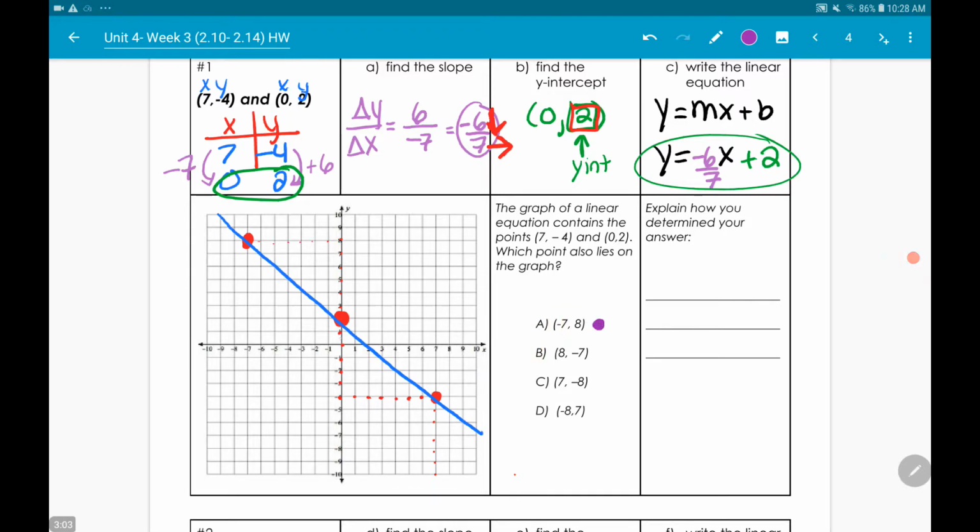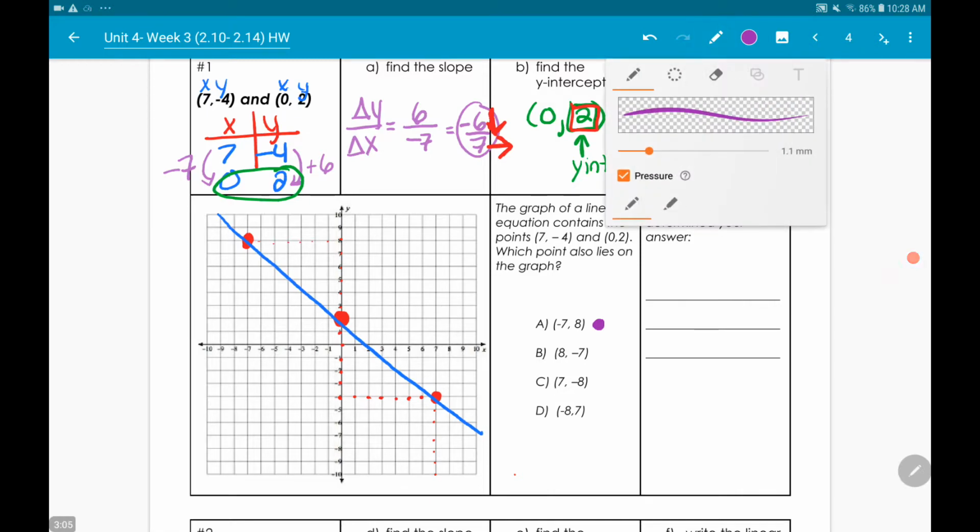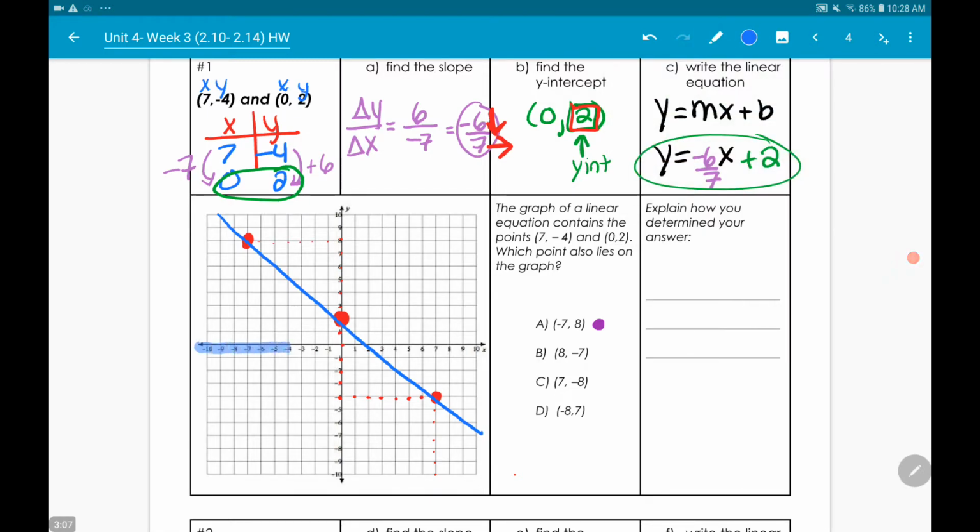So -7 is my x, so let me highlight my x-axis. These are all my x values. And then my green is my y. Let's mark all the y's. All right, so -7 is my blue, 8 is my green, and they come together at this point. And that point falls on the line, so this is point A.